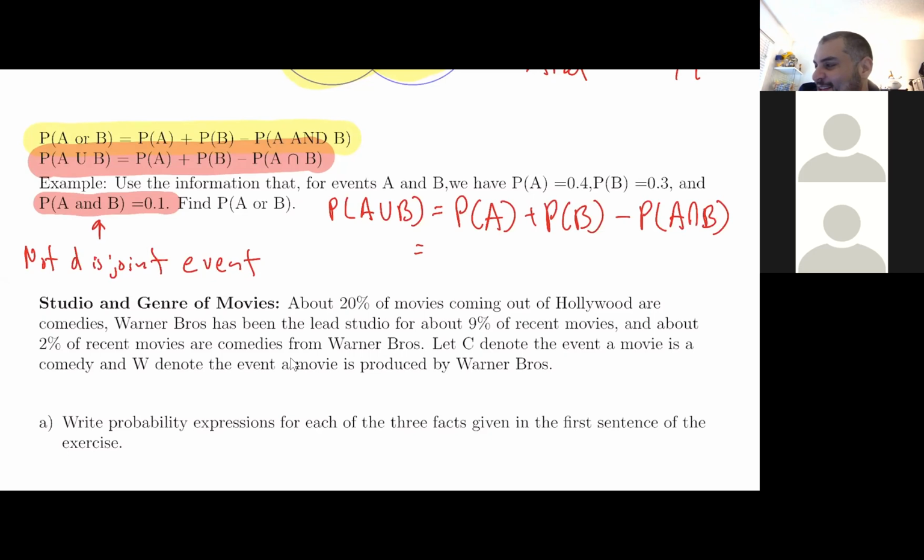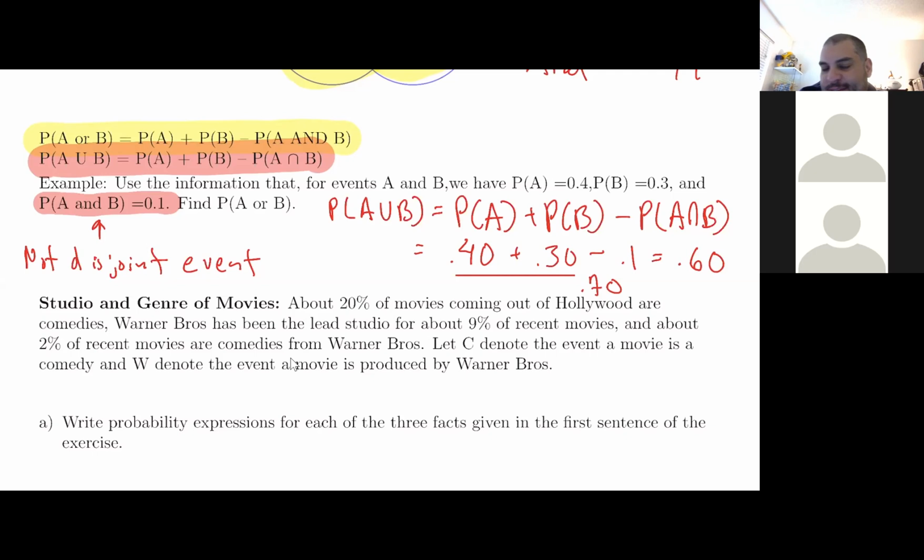Point 0.04, yeah, so 0.4 or 0.40. What does it tell the probability of B is equal to? 0.3, or 0.30. And lastly, what does it tell the probability of A and B is equal to? 0.1. So if you do 0.40 plus 0.30, that will give you 0.70. And then if you do 0.70 minus 1, you get 0.60. And that's it.